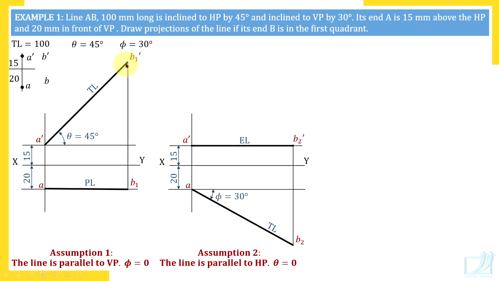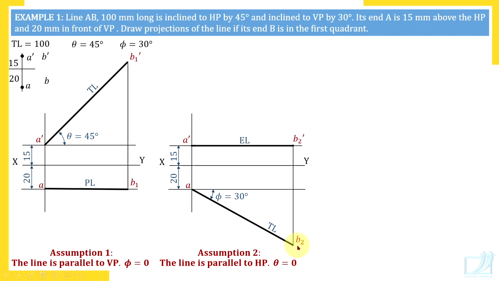What does that mean? B dash is also at the same level. B dash, front view gives distance from HP. So B dash is also at the same level. So by assuming line parallel to VP, we have found out top view length of the line and distance of point B from HP. Similarly, assuming line parallel to HP, what we have achieved? Front view length of the line and also distance of point B from VP.